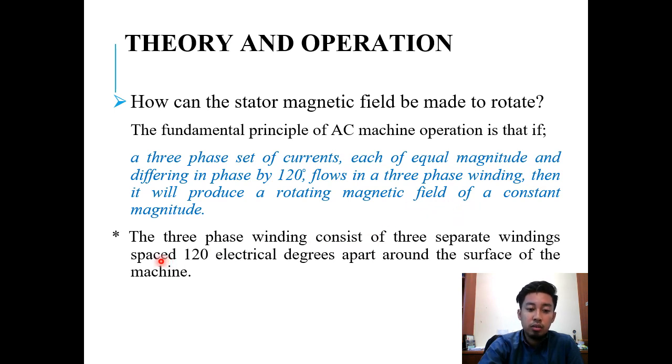You should remember the three-phase winding consists of three separate windings spaced 120 electrical degrees apart around the surface of the machine. So for every phase they have a different angle, which is 120, 240 and 360.